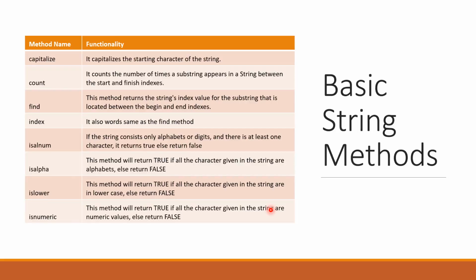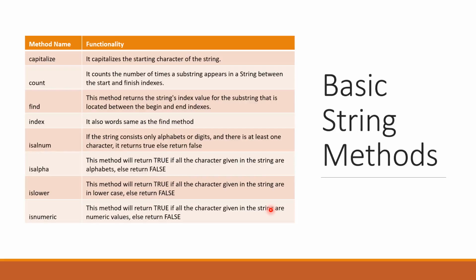Then there is isalnum, which will check whether the string consists only of alphabets or digits. When we use this method, the result will be true if the string consists only of alphabets or digits, and else it will return false. Then there is the isalpha method. This method will return true if all the characters in a given string are alphabets, else it will return false. In the same fashion, there are many methods.